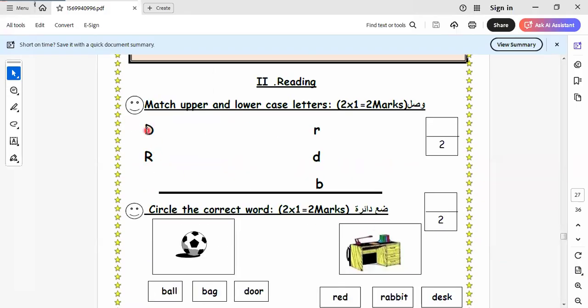Here we have capital D or uppercase of D and lowercase of D. This one, R, capital R and small r. Let's go to another item here.